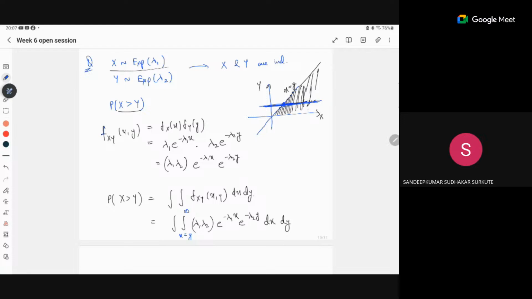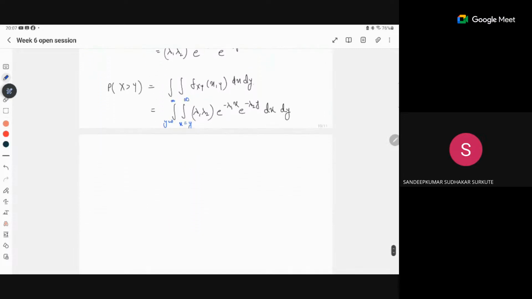And how is y going to vary? So you know y is exponential, so the range of y would be 0 to infinity, right? So y would be from 0 to infinity. So you just have to calculate this integral to get the answer.